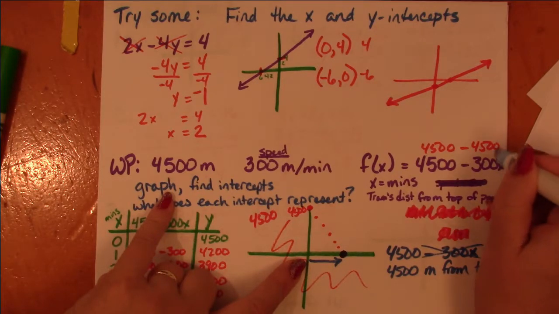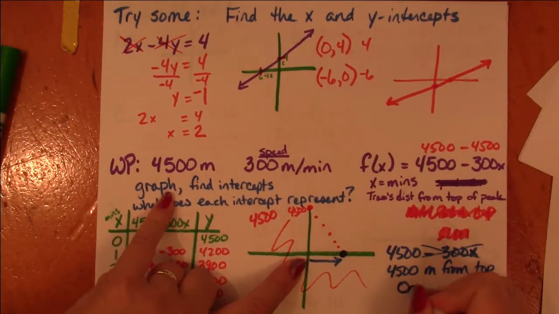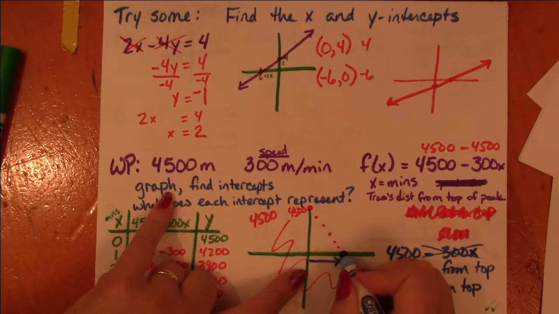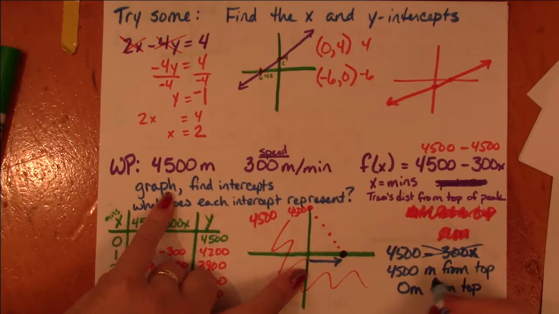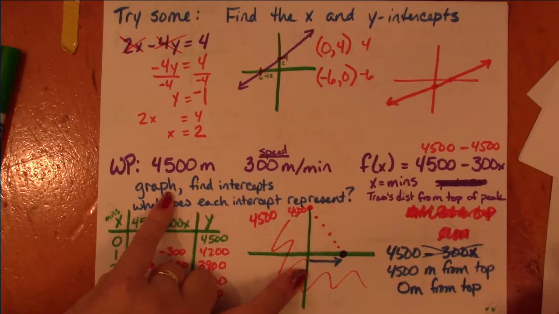When x is as big as it can get, I'm going to hit that full 4,500. That means I'm actually 0 meters from the top. That means I've arrived at the top. So the x-intercept is going to be at the top and the y-intercept is going to be at the bottom.